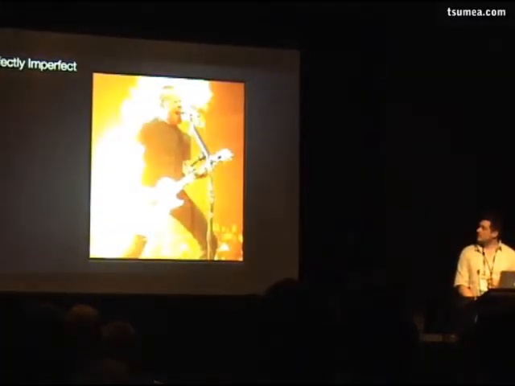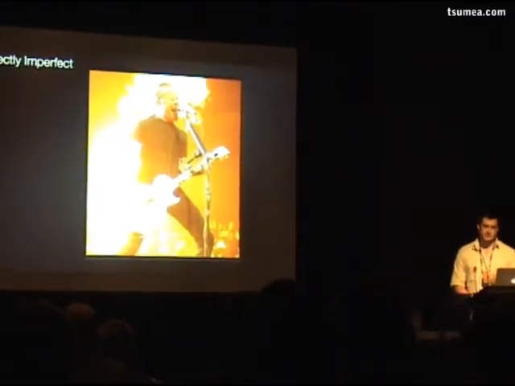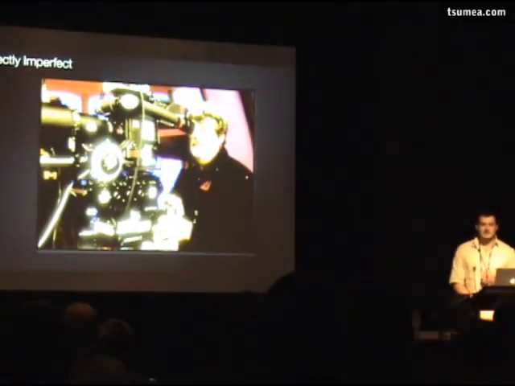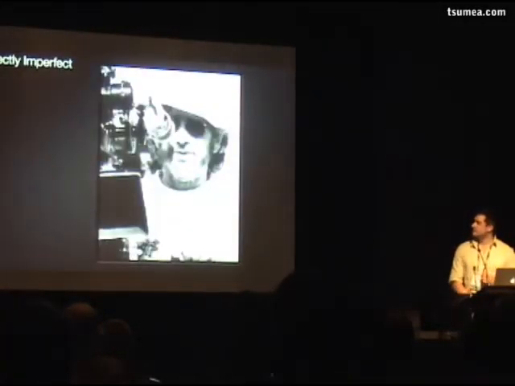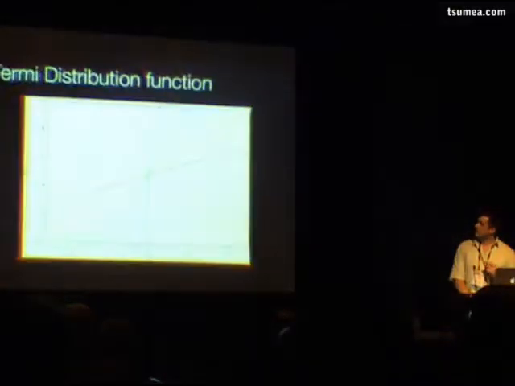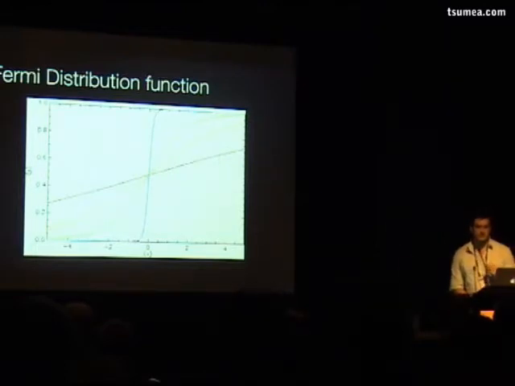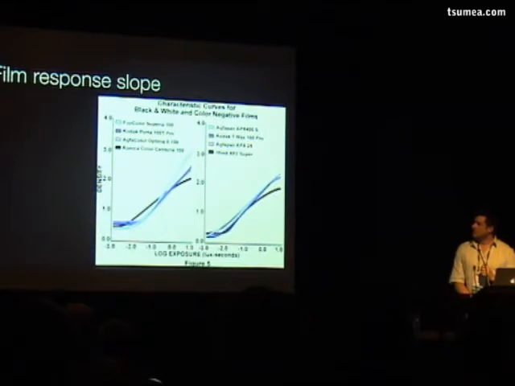You would think it's a bit strange that he's got a lot in common with this guy, James Hetfield, or this guy. What do these guys all have in common? They have an appetite for the non-linear. And what I mean by that is, here's the Fermi distribution function, and you see these curves, and these are really beautiful curves. They actually sound nice too.